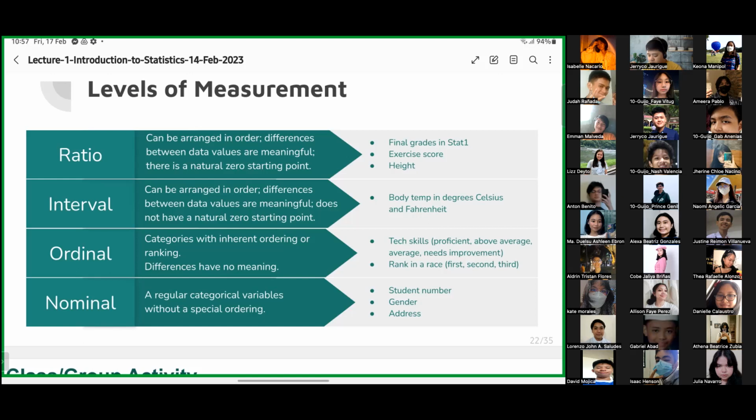Alright? Now, ang problema for interval, para siya makapunta kay ratio, yung absence ng natural zero starting point. So kapag meron na siyang natural zero starting point, for example, weight, height, final grade, number of score in an exam, kapag zero ka dito, wala ka talagang score or wala kang weight or wala kang height. So naturally, meron kang starting point. So, yun, ratio na siya.